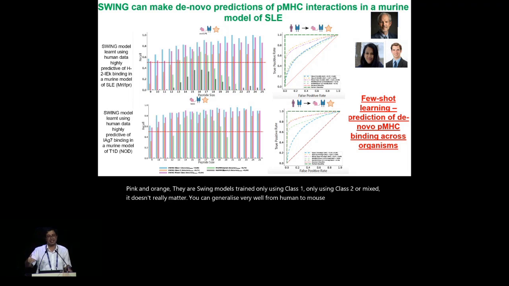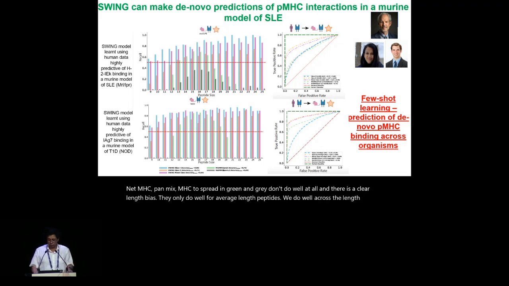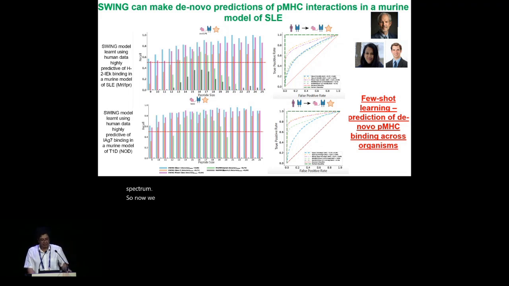Competing methods, NetMHCpan and MixMHC2pred in green and gray, don't do well at all, and there is a clear length bias. They only do well for average length peptides. We do well across the length spectrum. So now we said, let's look at a different problem.